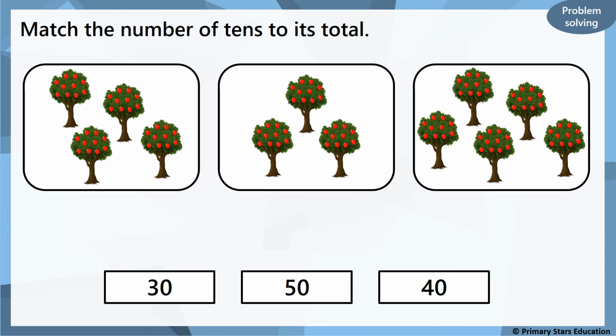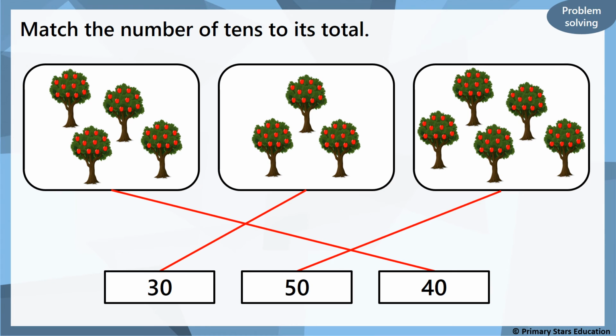Can you have a go at matching the right pictures to the right tens numbers? So on each tree there are 10 apples. Give it a go. Pause me if you need a little bit more time. Practice counting in tens. Okay, let's see if you match them right. 40, 30 and 50.